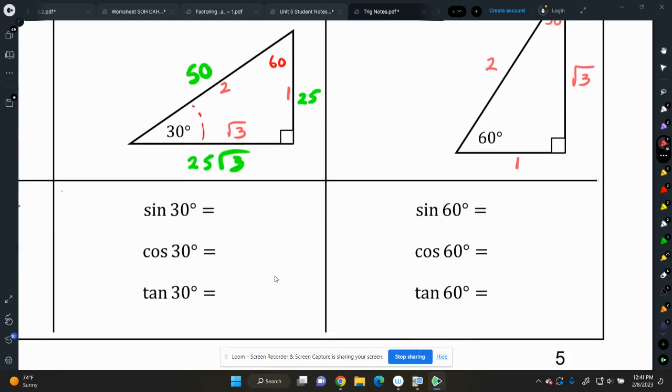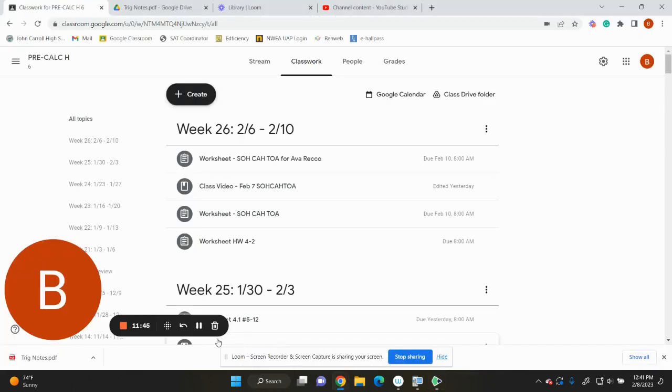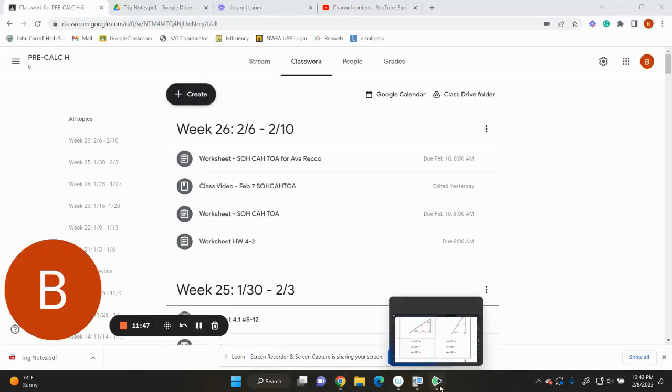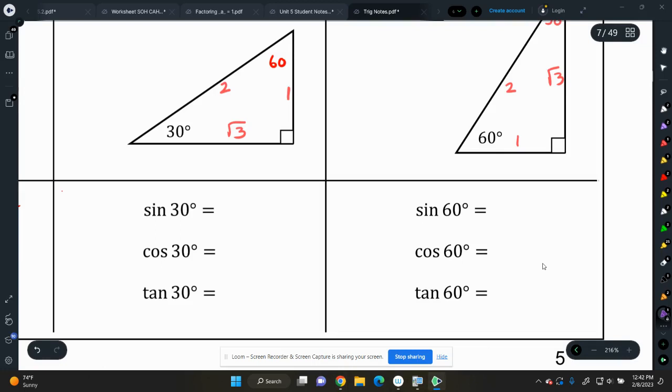All right, I'm going to give you just a minute or two. I want you to fill in these 6: sine 30, cosine 30, tangent 30, and then sine 60, cosine 60, tangent 60. If you need to talk with each other, that's fine. Okay, sine of 30 degrees. Gavin, what's the sine of 30 degrees?